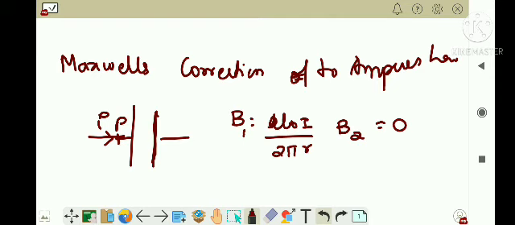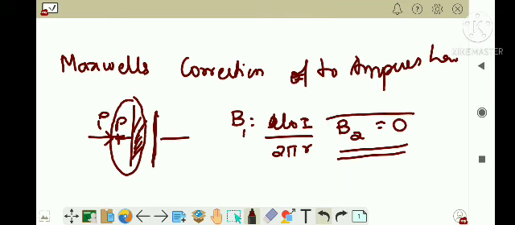He asked, why did B2 become 0? Because for the Ampere loop we consider here, this section has no current enclosed, which means the magnetic field is 0. Now he stated that the Ampere loop law might not be wrong. That is, we had considered that there is no current inside the capacitor, but he said there might be some current between the plates of the capacitor. He assumed that there is some current inside the capacitor.